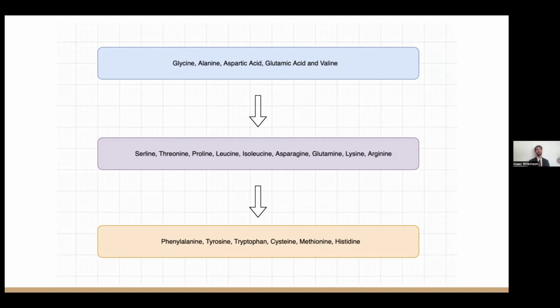And that's going to really be agreeing with the coevolution theory, which will then lead to, through post-translational modifications, the phenylalanine, tyrosine, tryptophan, cysteine, methionine, and histidine.